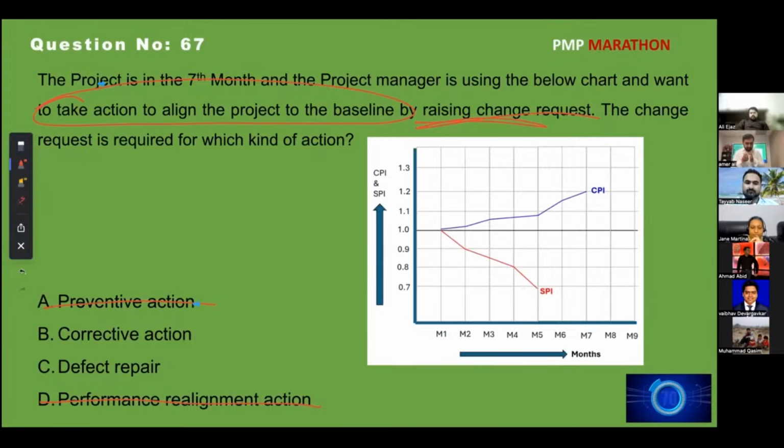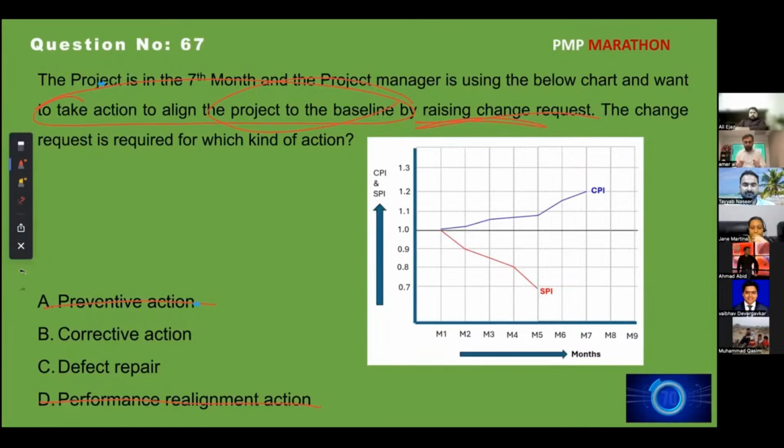Let's say the train is going on the path. We identified that along the way something can change. I take a preventive action, like preventive maintenance. Corrective action: I am off track, but I still can come back to that track. That is corrective action. Take action to align the project back to the baseline. Defect repair, we are out of the way. Now we need to change the plans, things of that nature. Ahmad, is it clear to you?